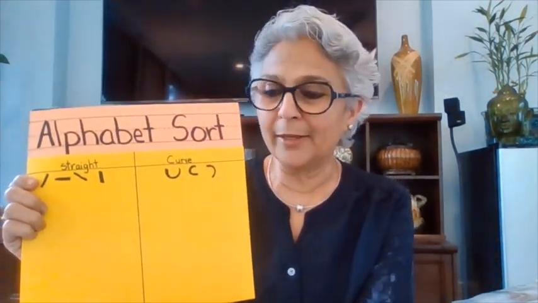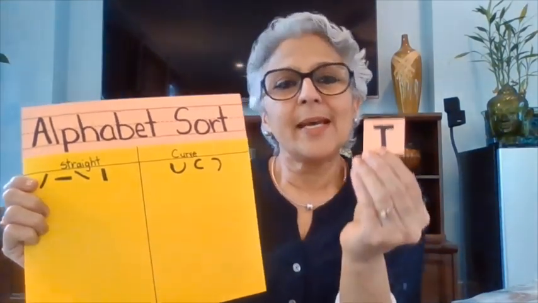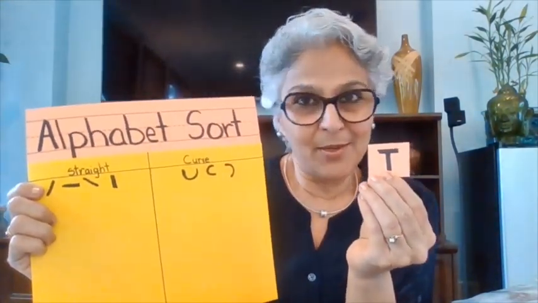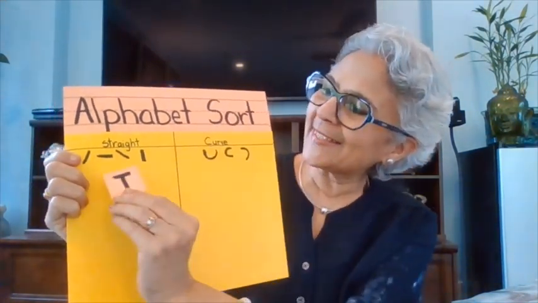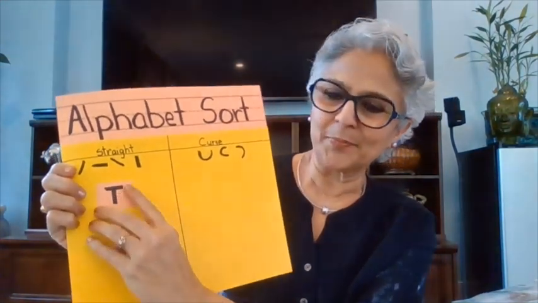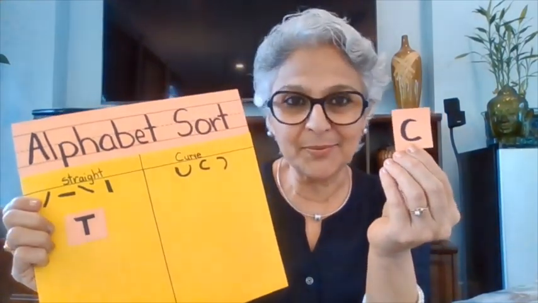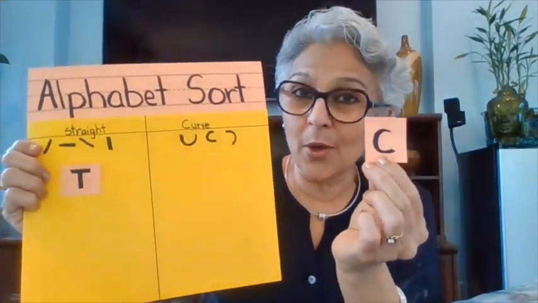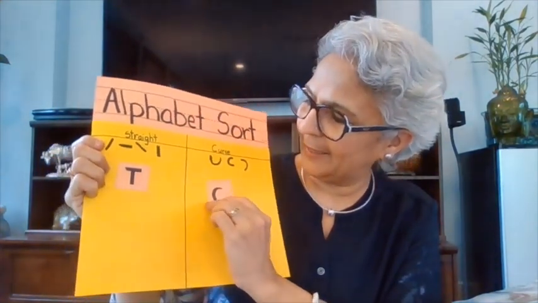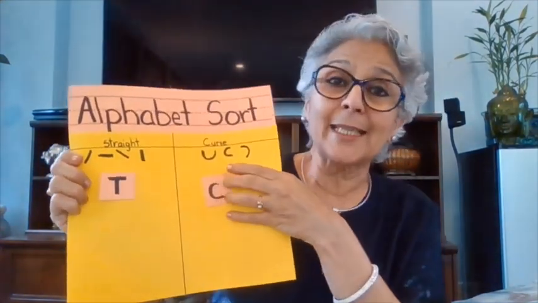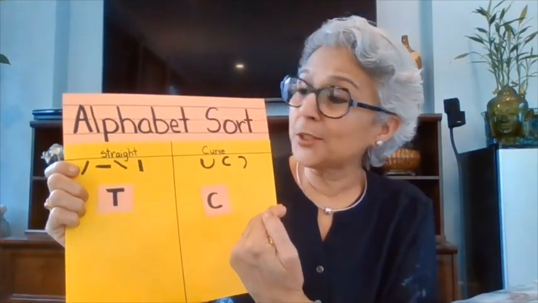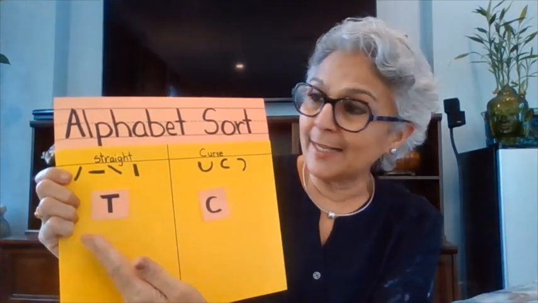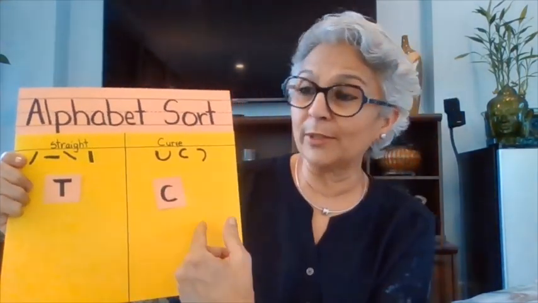So pick up one letter and look at it, like this one, the letter T. It has straight lines, so it goes on this side with the straight lines. The next letter I picked up is the letter C, and it has curves, so it goes on the curved side. So all you are doing is looking at those letters and sorting them: if they are straight lines, they go on this side, and if they're curved, they come on this side.